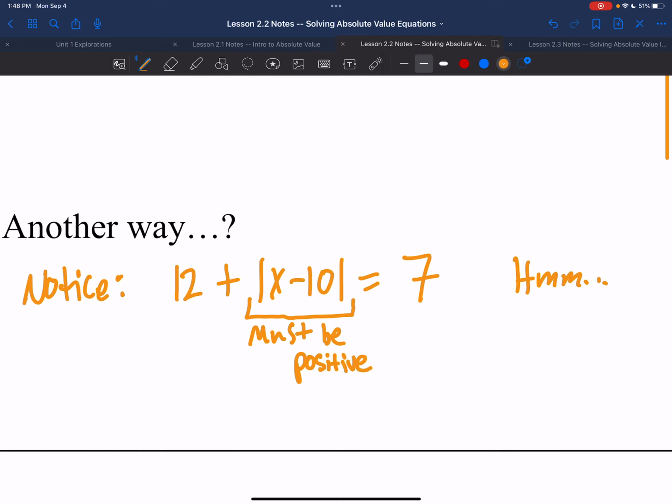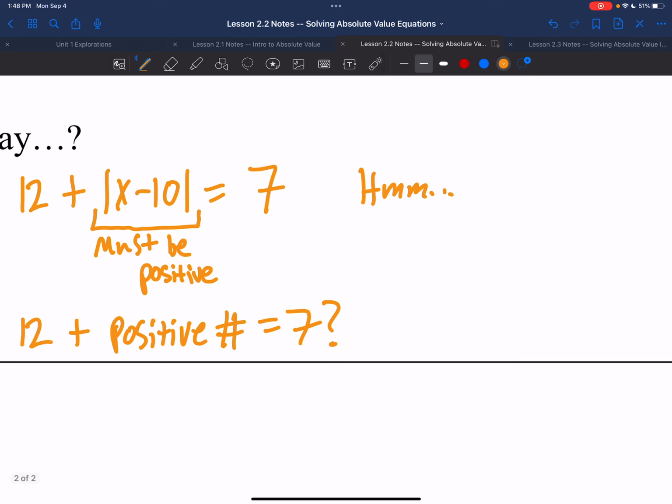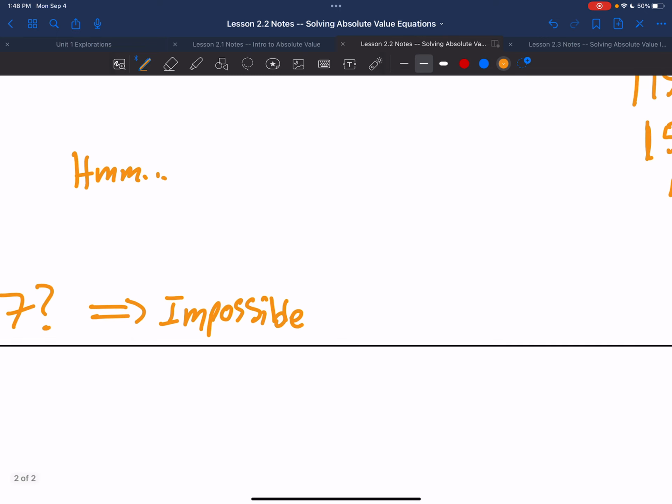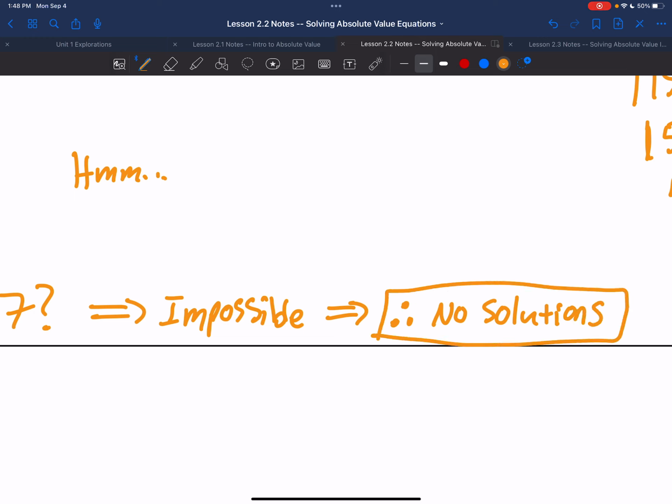But think about that for a second. 12 plus a positive number equals 7. Can you add a positive number to 12 to get 7? No, you can't. This is impossible. And if you recognize this is impossible, then you know there are no solutions, and you don't have to do all of that work.